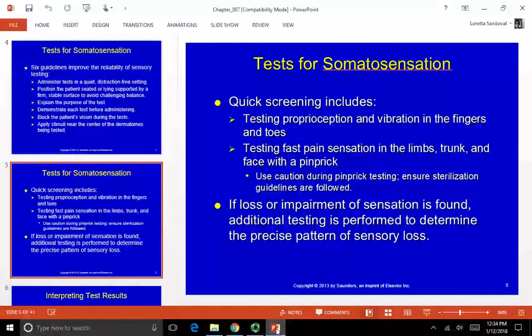So, as PTAs, we're frequently not doing the initial testing. As a matter of fact, we're never doing the initial testing. The PT is doing it at the initial evaluation, or sometimes the neurologist, and you're reading their notes and you have the test for somatosensation. But we might be retesting later on in treatment.